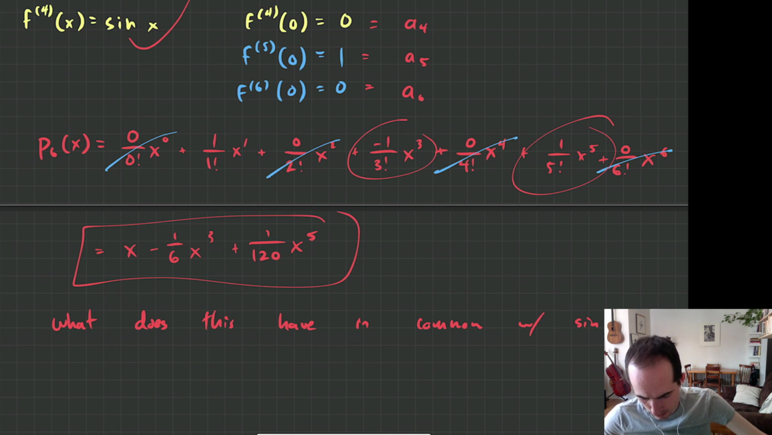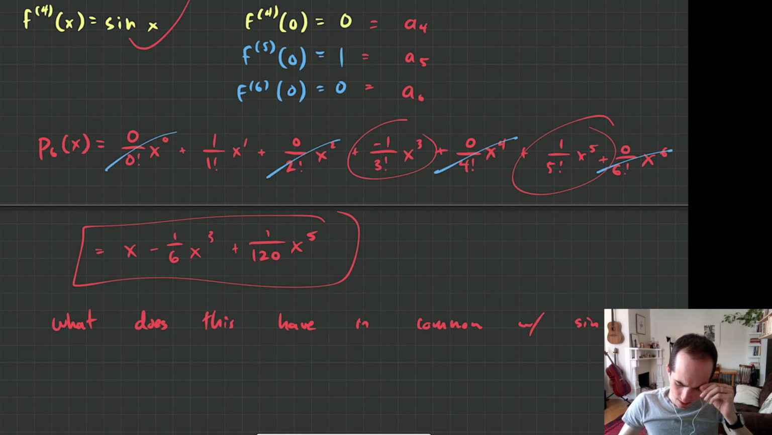So this is called the Maclaurin polynomial. I'll quickly define it. Hold on just one second. I just want to make sure that I'm applying it properly.